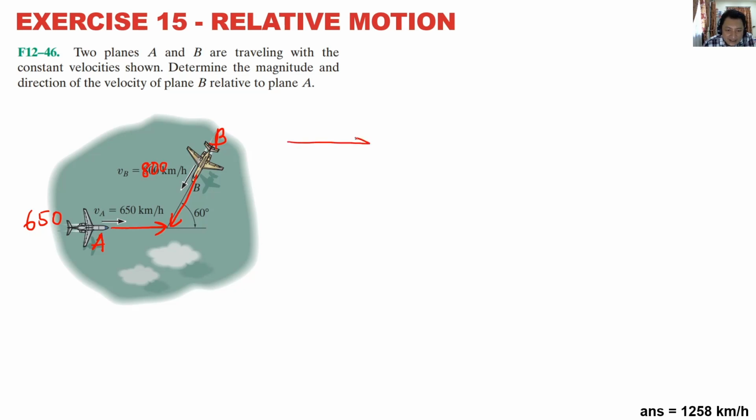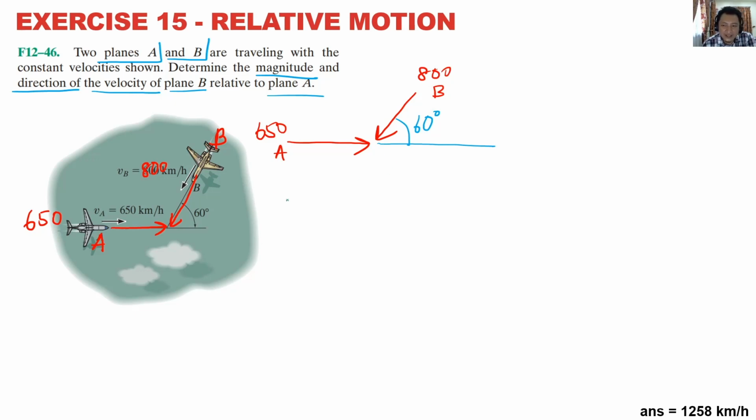Airplanes travel very fast. This one, 650. This one, 800. This is A. This is B. What are the angles? The angle between them is 60 degrees. So what does it want to know? Airplane A and B traveling with constant velocities shown. Determine the magnitude and direction of the velocity of plane B relative to plane A.